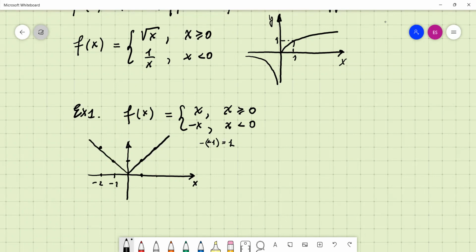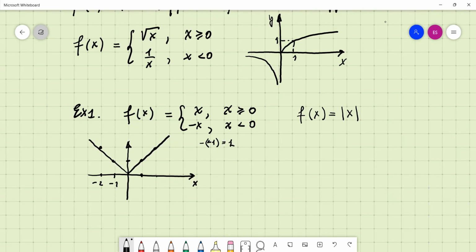Okay, so actually this function has a special name. This function f of x is called the absolute value of x. And that's how we define it as a formula, and that's how it looks. It looks like a right angle actually, right?